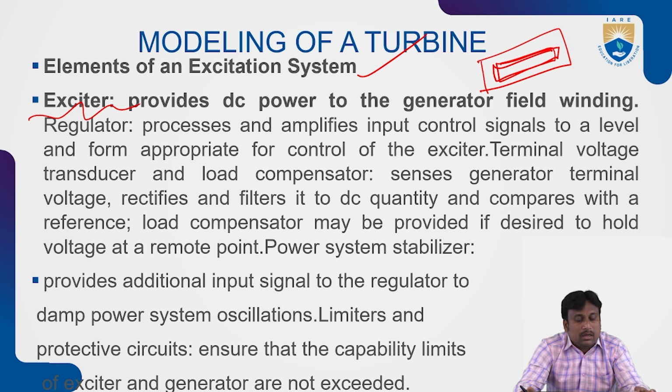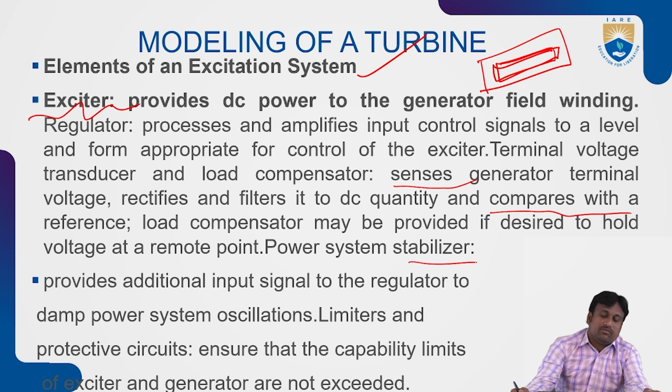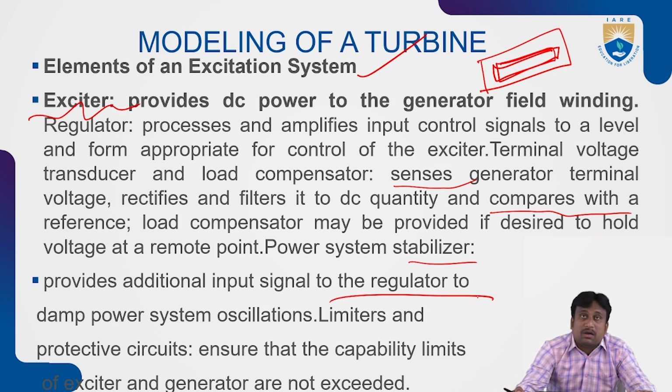Here the regulator processes and amplifies the input control signal to a level and form appropriate for control of the exciter, along with the terminal voltage transducer and load compensator. It senses the generator terminal voltage, rectifies and filters it to a DC quantity, and compares it with a reference signal. Then a load compensator may be provided to hold the voltage at a remote point. Likewise, the power system stabilizers provide an additional input signal to the regulator to damp the power system oscillations.